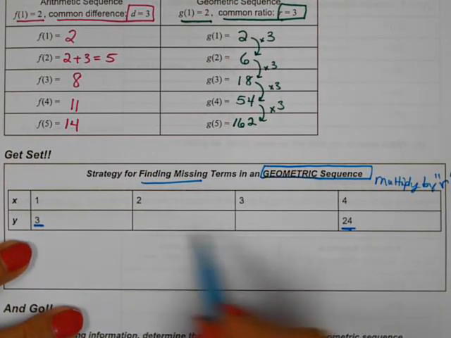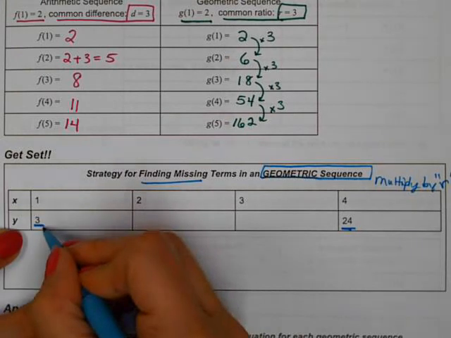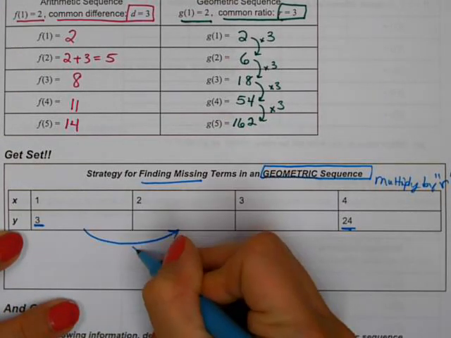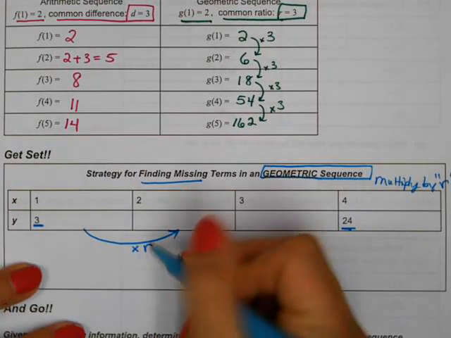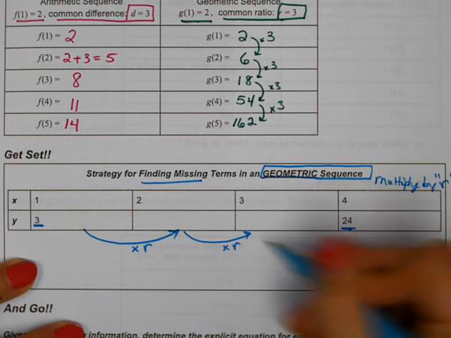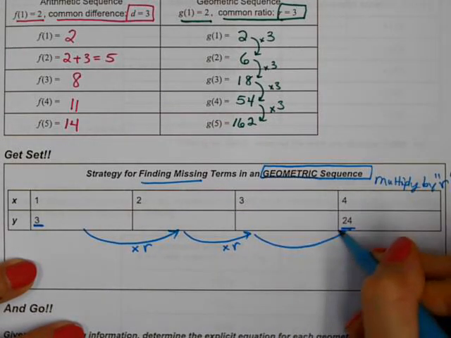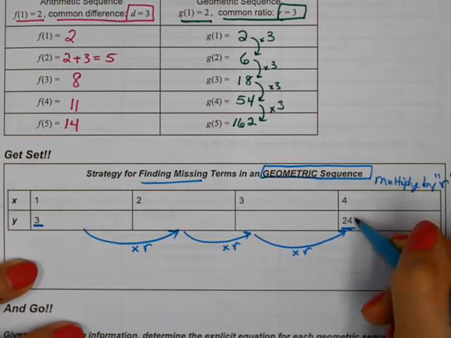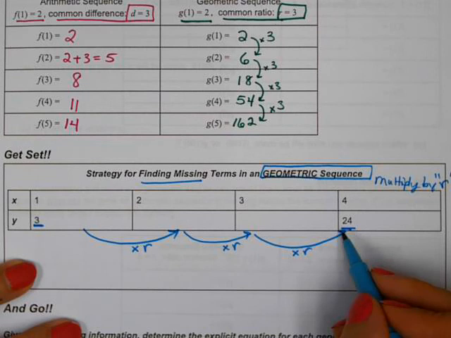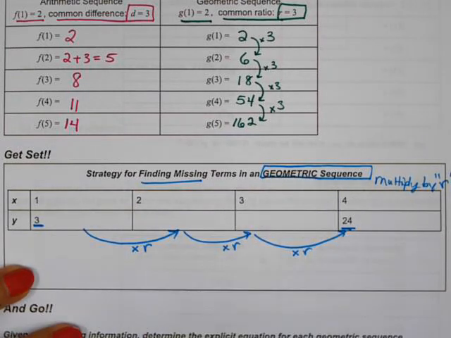And I have some terms missing. So I know that this is a 3. And what I would do to get to this next term is multiply by r. And then here I would multiply by r. And then I would again multiply by r. And I know that that's 24. So what some people do is they guess and check. But we need to have an official strategy that we can explain with our words.